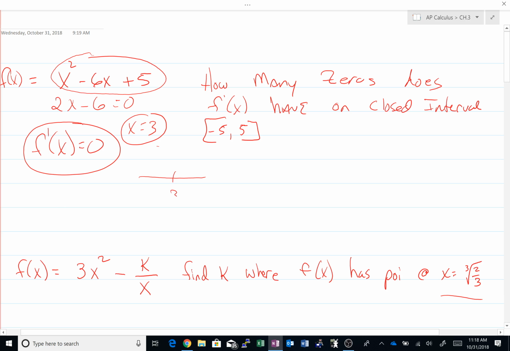So you could do it like this. 3, test to the left and test to the right. You'll notice that I have a negative and a positive here. Therefore, it's a min. But the concept here is what I was trying to get to. How many zeros does f prime have? The idea is that you would differentiate and set it equal to 0 and actually count them. Now, Dean brought something up, and he said, how many zeros does a function have compared to its degree?